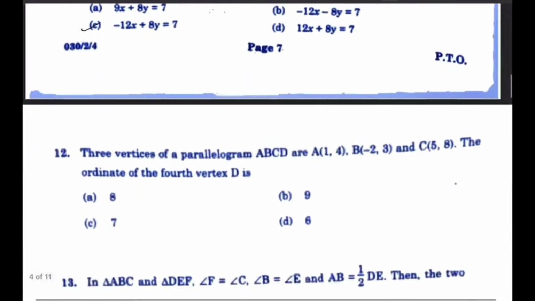Two parallel lines. So basically we want the coefficients of x and y to be in the same proportion. So 3x minus 2y. You can see that the coefficients of x and y are opposite in only one option, so this has to be the correct option.